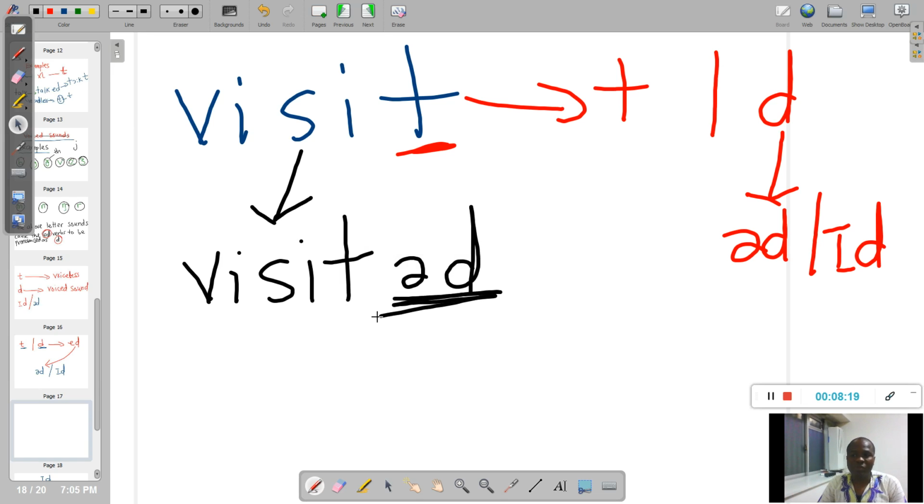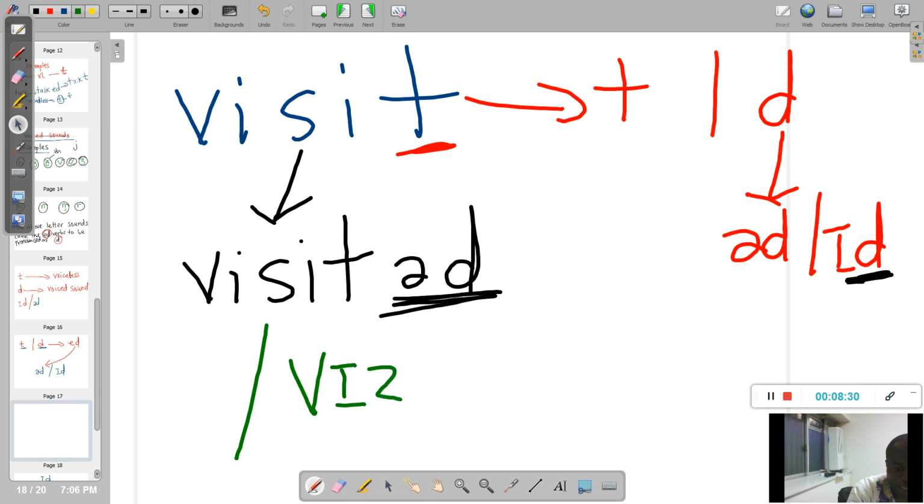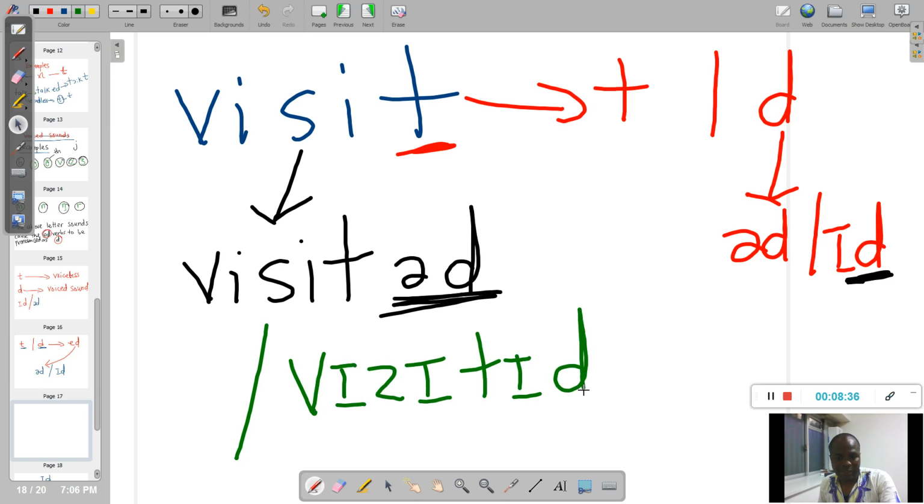So how do you pronounce it? We say it should be pronounced with id. So if I want to pronounce this, first let's try the pronunciation. It's going to be visited. Okay, visited, visited, visited.